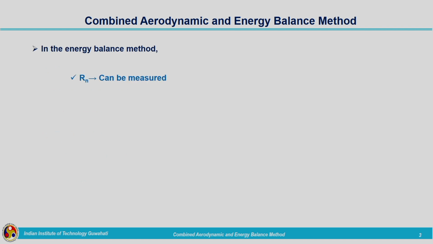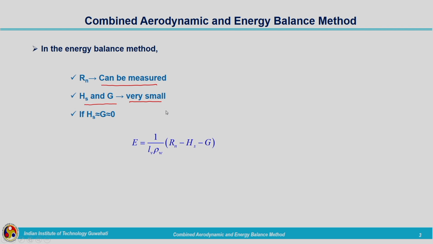In the energy balance method, what have we considered? We have considered the heat energy from the sun, that is Rn, the net radiation that can be measured. But the two other terms Hs and G, the sensible heat and the heat lost to the ground surface, were very small. Those values we have already neglected.